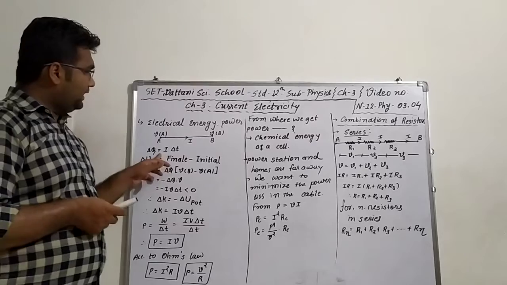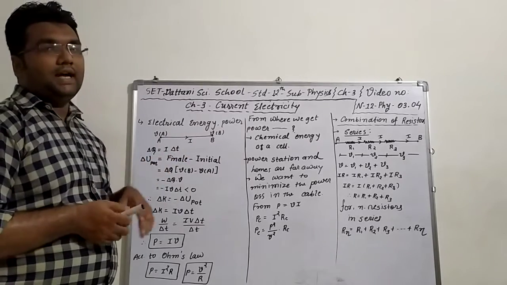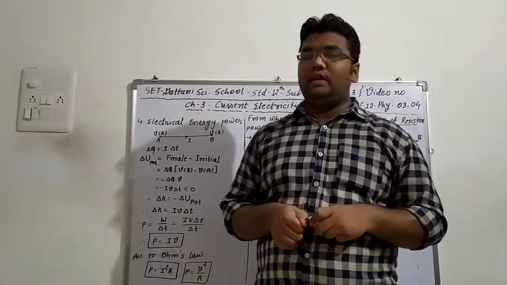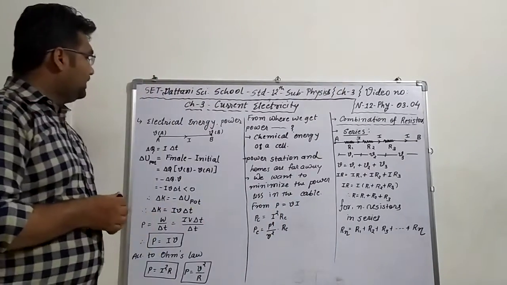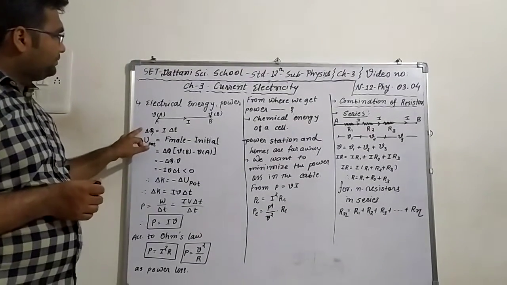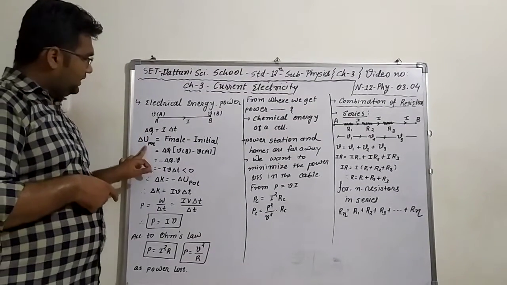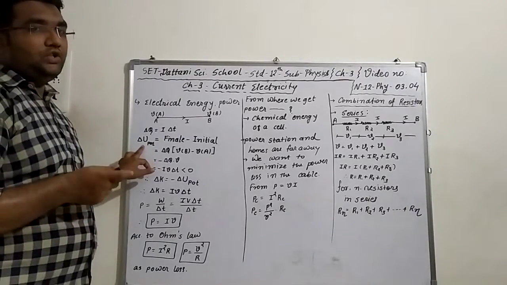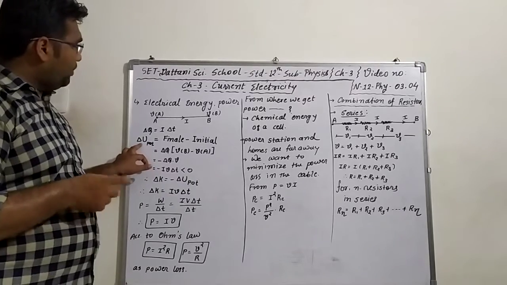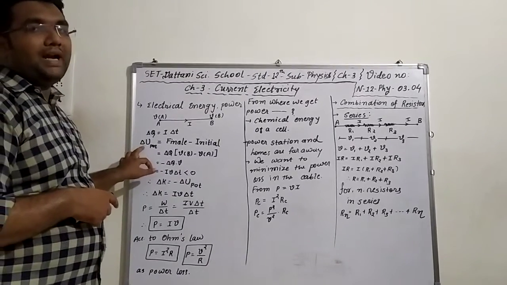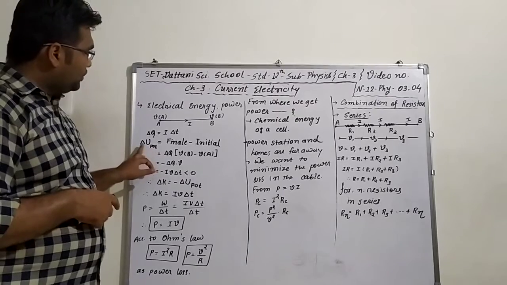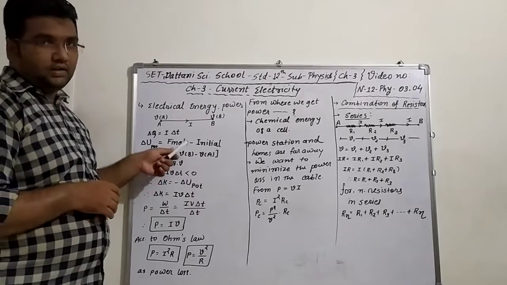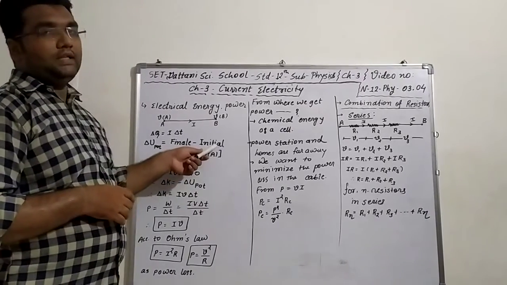We have learned that delta Q equals I delta T. I is the current passing through the conductor, delta T is the time interval, and delta Q is the difference of charge. Now the formula of delta U potential: this is called change in potential energy. So delta U potential equals final potential energy minus initial potential energy.